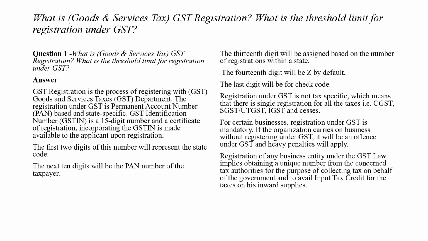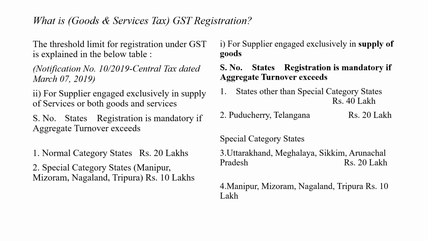Registration of any business entity under GST law implies obtaining a unique number from the concerned tax authority for the purpose of collecting tax on behalf of the government and to avail input tax credit for the taxes on its inward supply. Very important. So let us see the threshold limit for registration under GST, explained here.